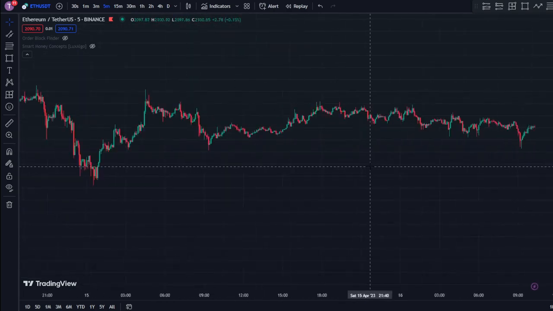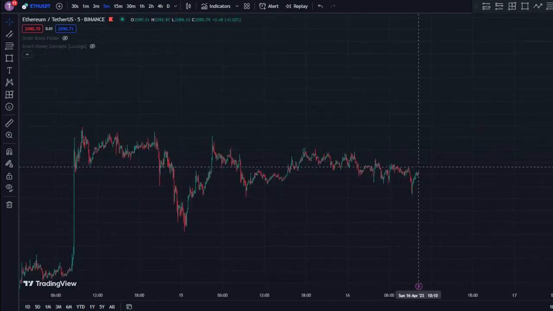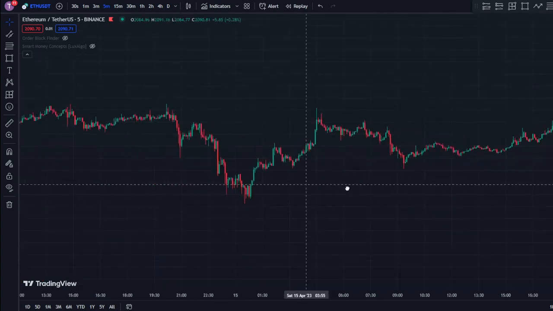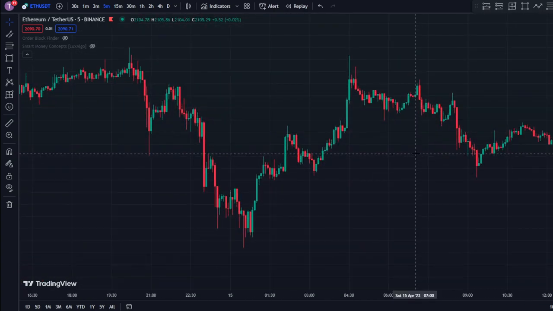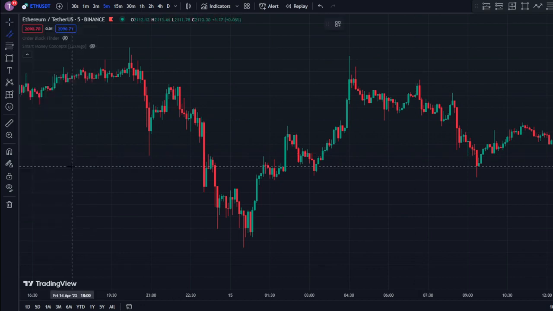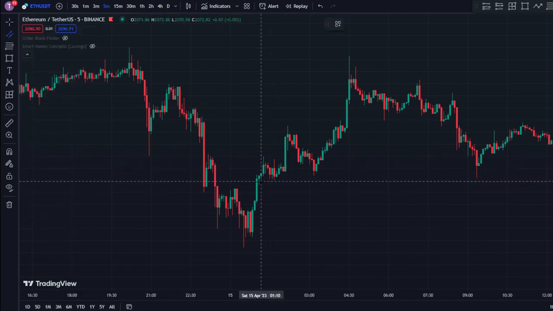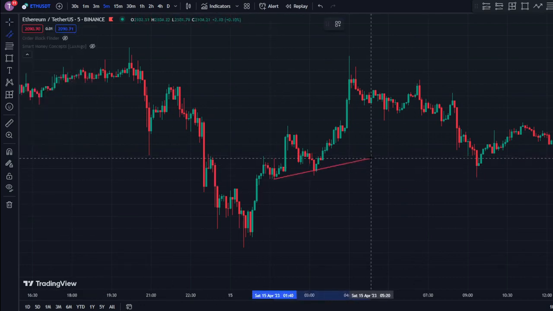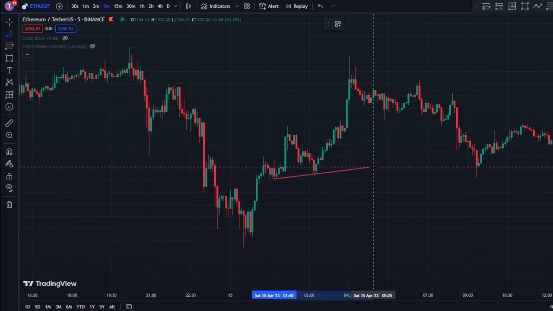By the way, I'm trading on the most recent data. As you can see, this is trading on Sunday, the 16th of April, when the video is going to be released. So you can do the same thing. You go to your parallel channel and draw from the bottom of one point to the bottom of another point right here.